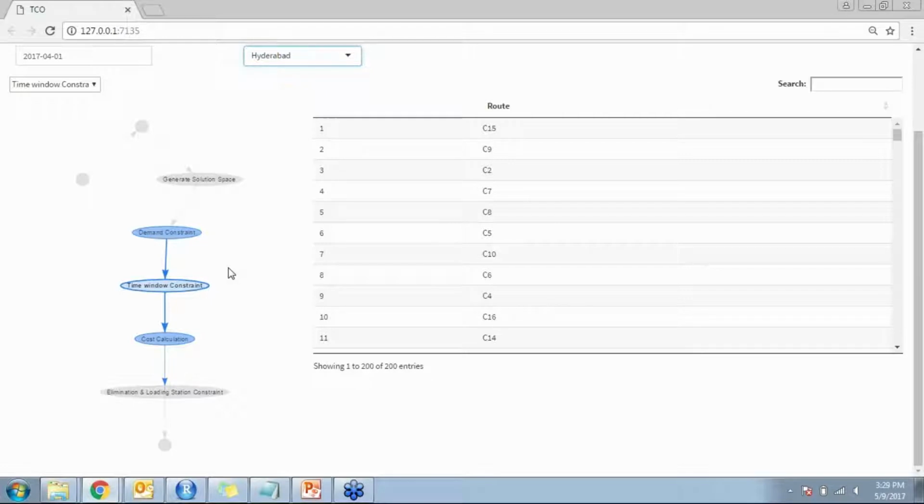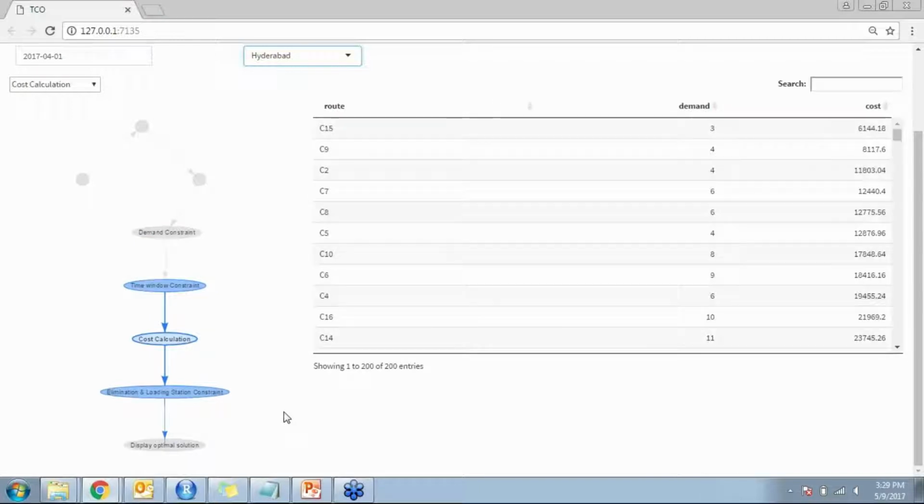So that is what is being put as a constraint over here. For example, if the customer says, okay, I need the requirement between 6 o'clock and 8 o'clock in the evening, then according to that, this particular constraint has been added. So for C15 or customer 9 or customer 2, according to that, this particular time window has been added, and according to this constraint, different routes have been allocated.